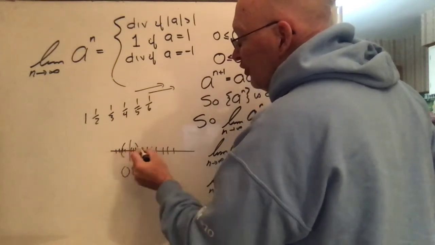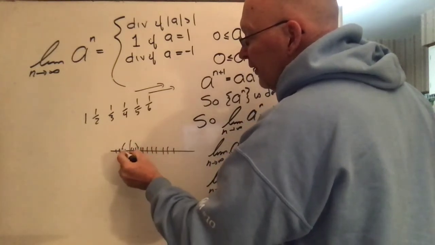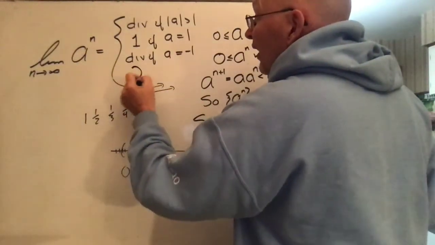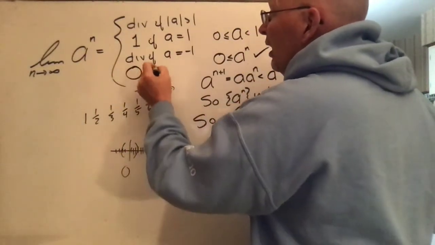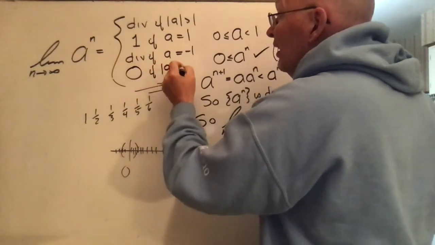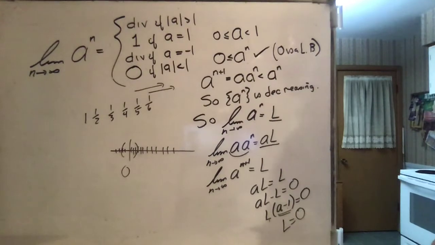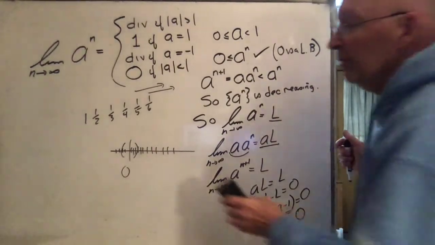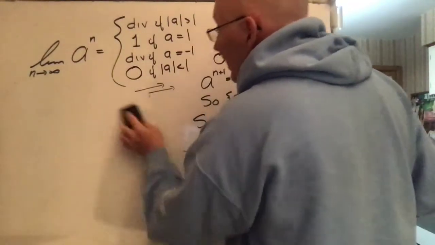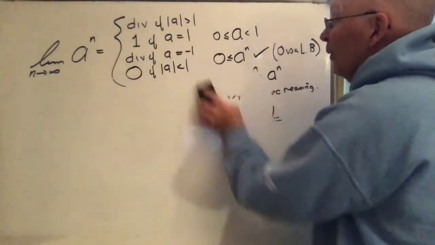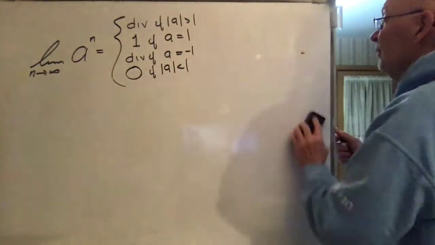But they're all marching into 0, either from the left or from the right. They're marching into 0. And so we can finally say that the limit is 0 if the size of A is less than 1. We're going to be using that result in the next section. It's a rather important result, so that's why I wanted to spend a little bit of time on it.